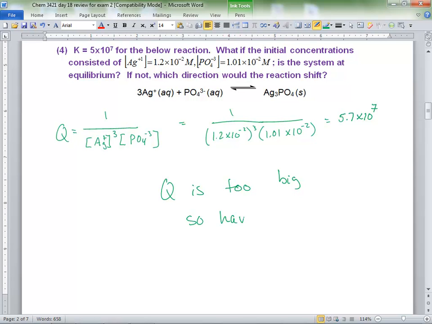So we have too much or too little product. I always go in terms of product, otherwise you have to think inversely. If Q is too small, you don't have enough product. If Q is too big, I have too much product. It just helps me. Then it's, oh, I've got to shift back this way. I have too much product.